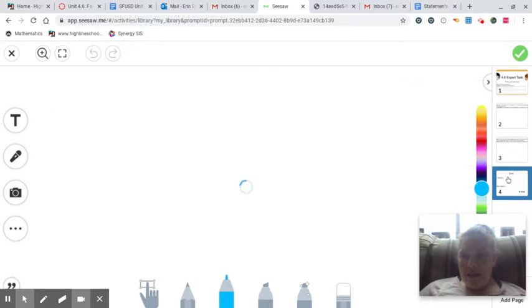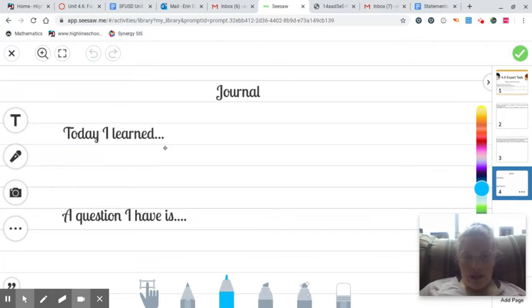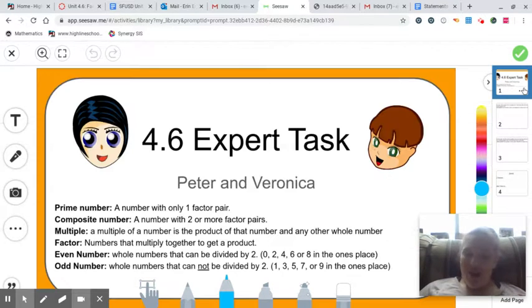At the end, you have your journal: "Today I learned" and "A question I have is." That will be your lesson for today. Once again, if you have questions, do me a favor and don't just write "I don't understand" on the assignment. Reach out to me and explain what you don't understand, and I would love to help you.